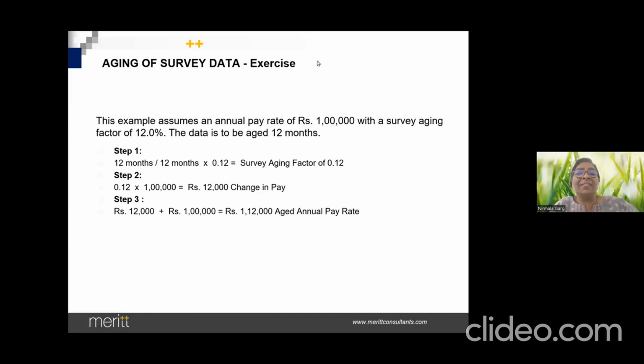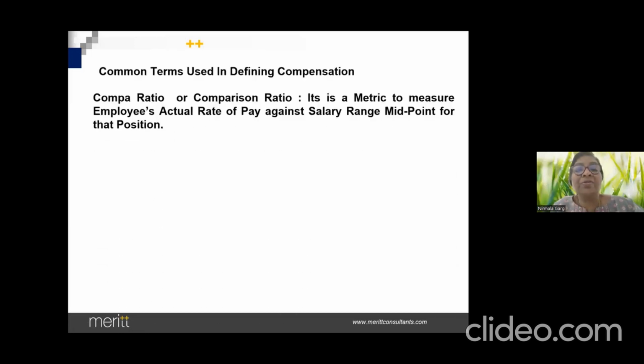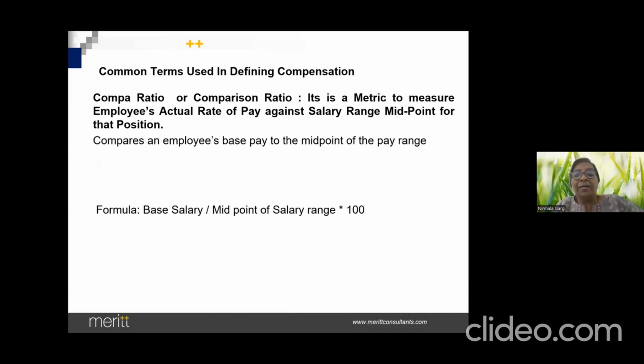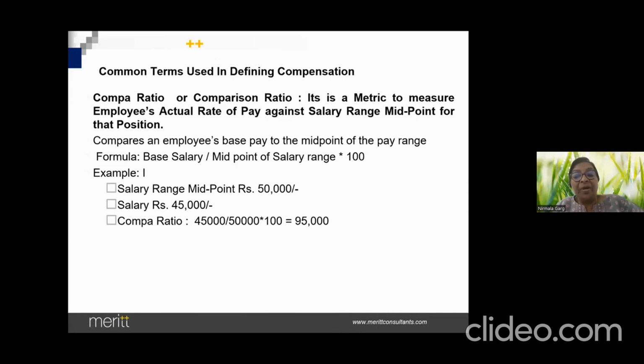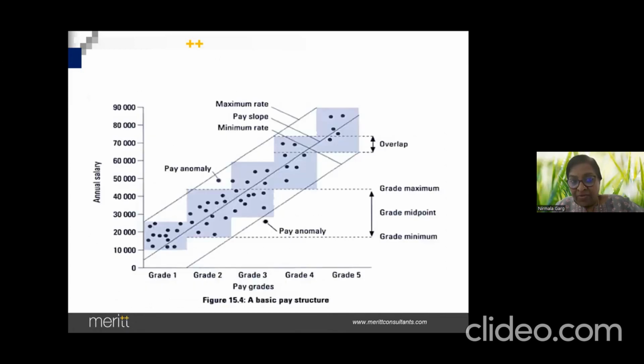So we are closing with this, guys. Everything about the salary survey is done now. Now you have to understand certain compensation terminologies, common terms we use. One is called the compa ratio. And then we'll talk about the midpoint and the min and max. First of all, I'll teach you what the min and the max are.